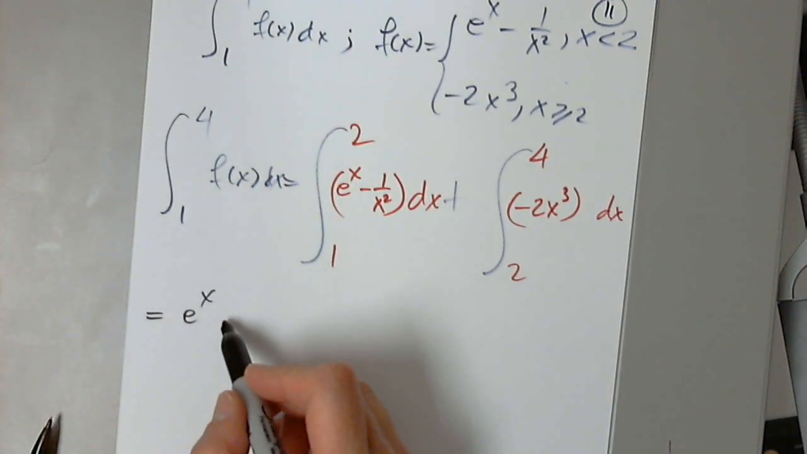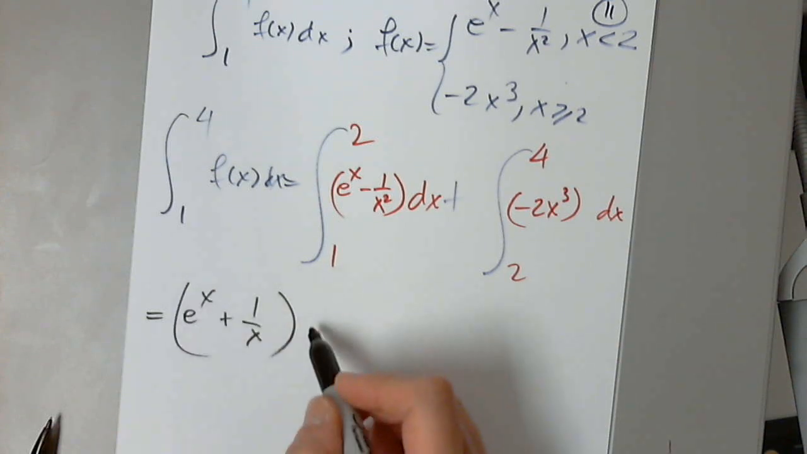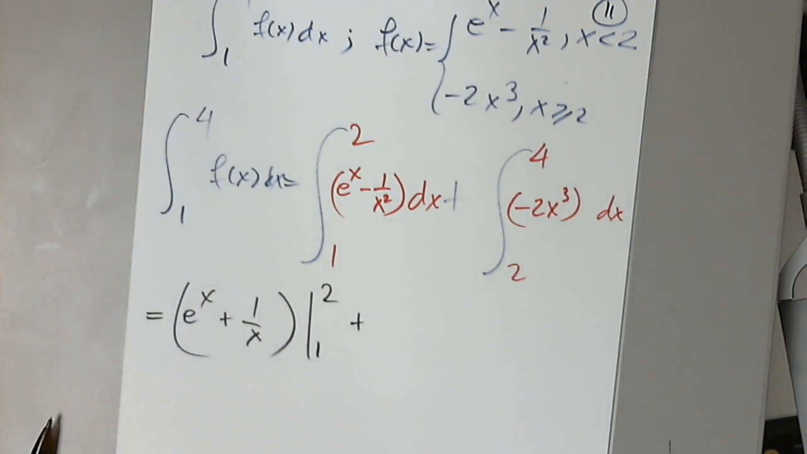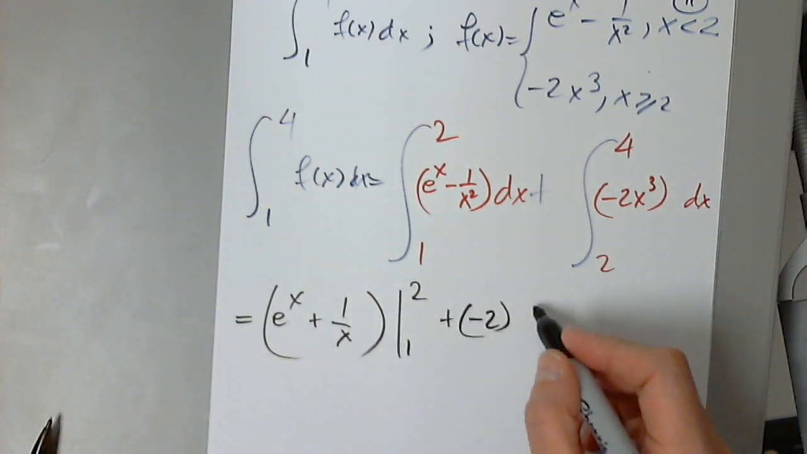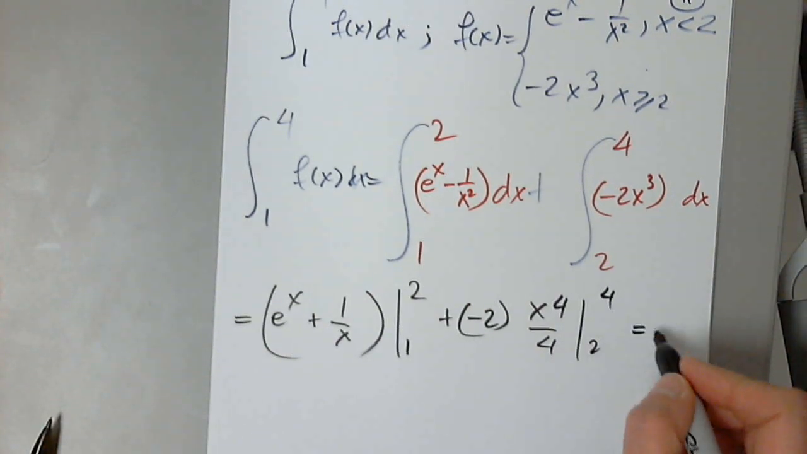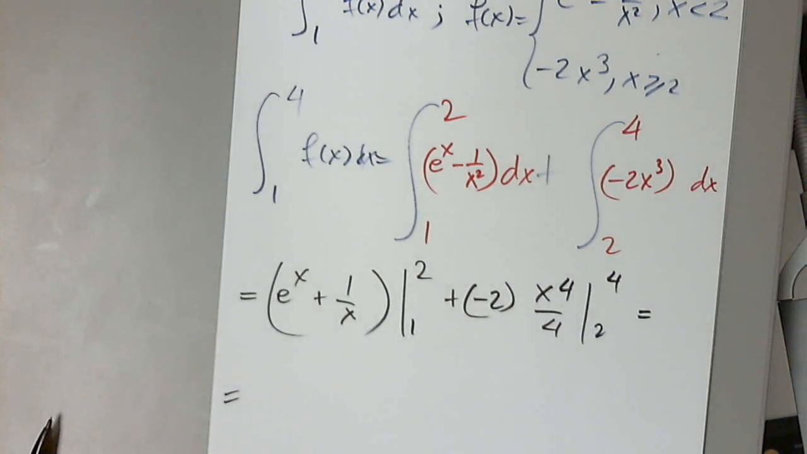So this is e to the x plus 1 over x from 1 to 2. Because the derivative of e to the x is e to the x, and as we know, a long time ago, I begged you to remember the derivative of 1 over x. It saved us a lot of time remembering that. Okay, and then negative 2x to the 4th over 4 from 2 to 4. Now you see why I insisted on that. It saves us a lot of time.